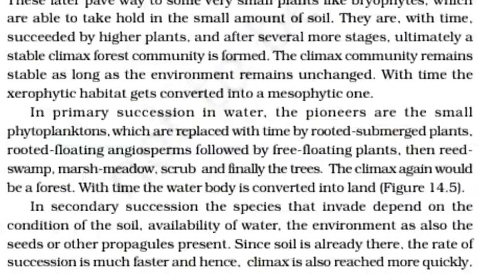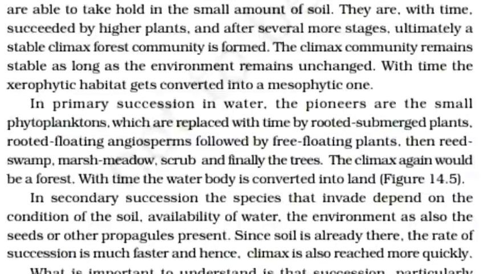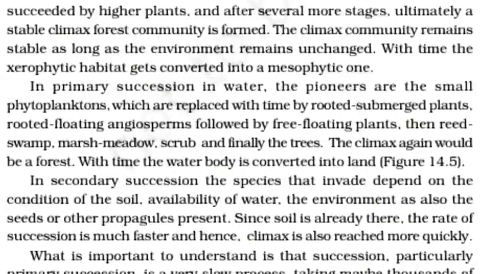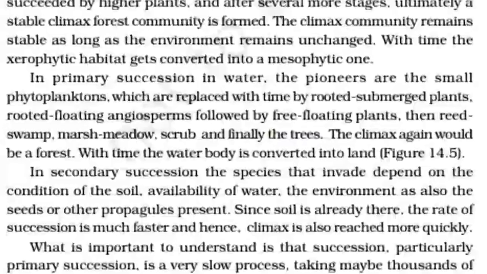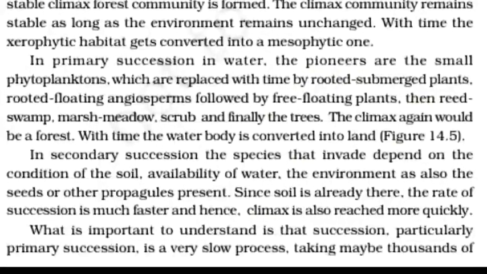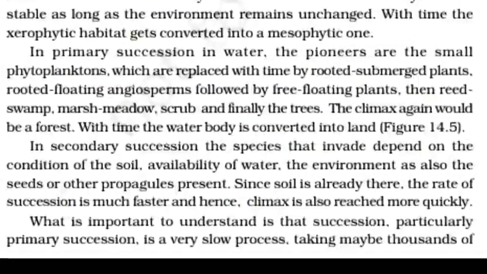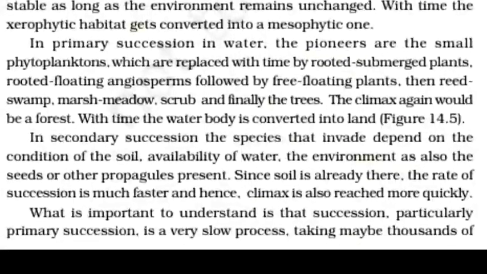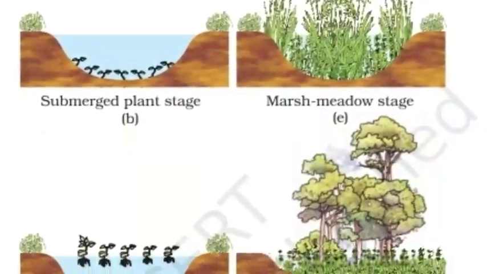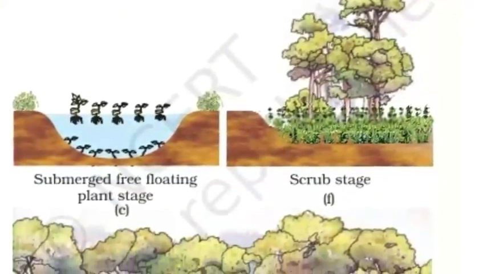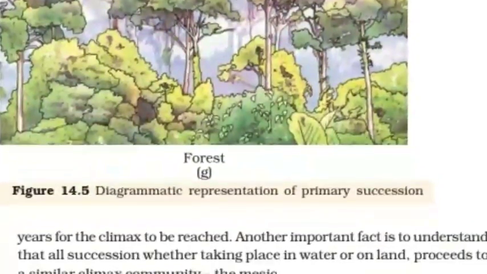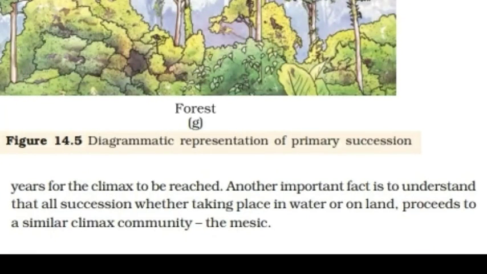In secondary succession, the species that invade depend on the condition of the soil, availability of water, the environment, as also the seeds or other propagules present. Since soil is already there, the rate of succession is much faster and hence climax is also reached more quickly. What is important to understand is that succession, particularly primary succession, is a very slow process, taking maybe thousands of years for climax to be reached.